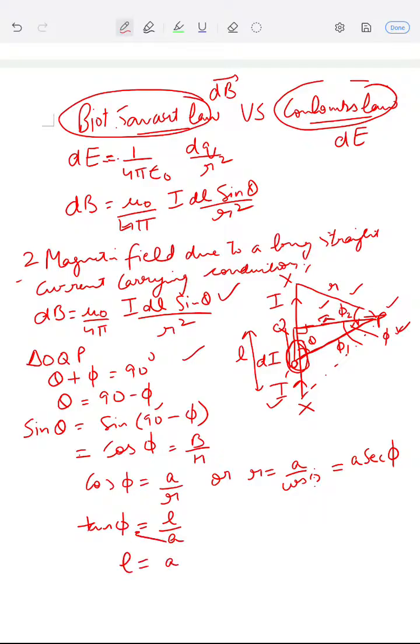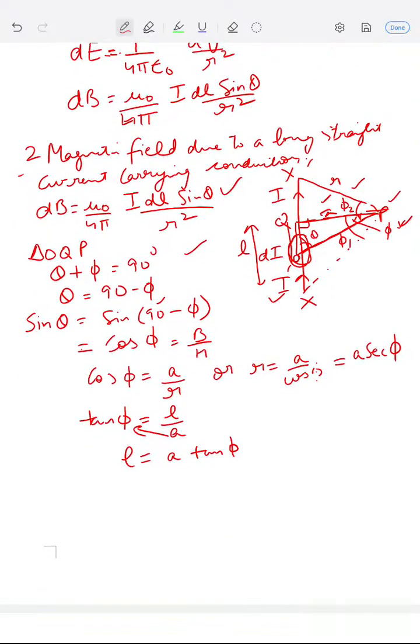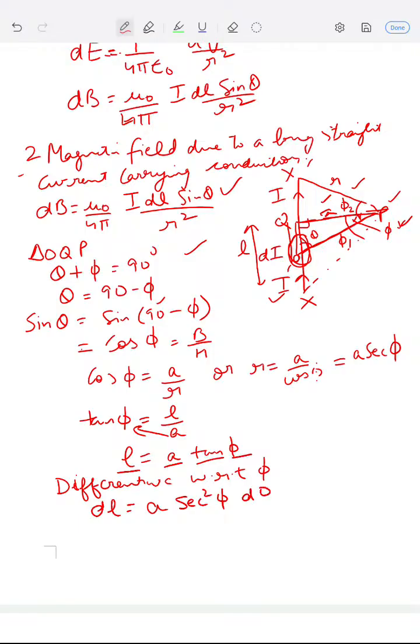L equals a tan φ. This is the cross multiply. So on differentiating, now we are going to take the derivative. Differentiate with respect to φ. L changes to dl, a is a constant term, the derivative of tan φ is secant square φ, and the φ is dφ.